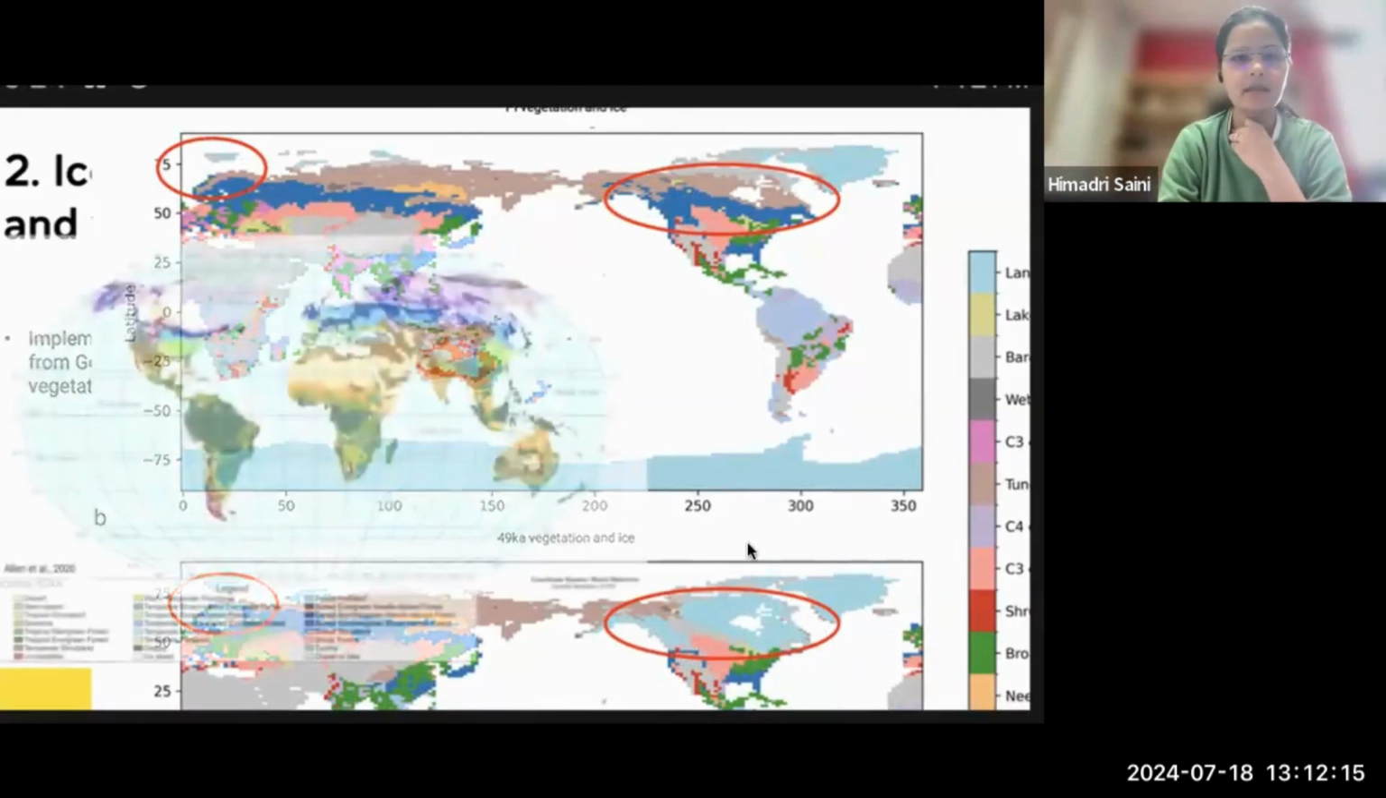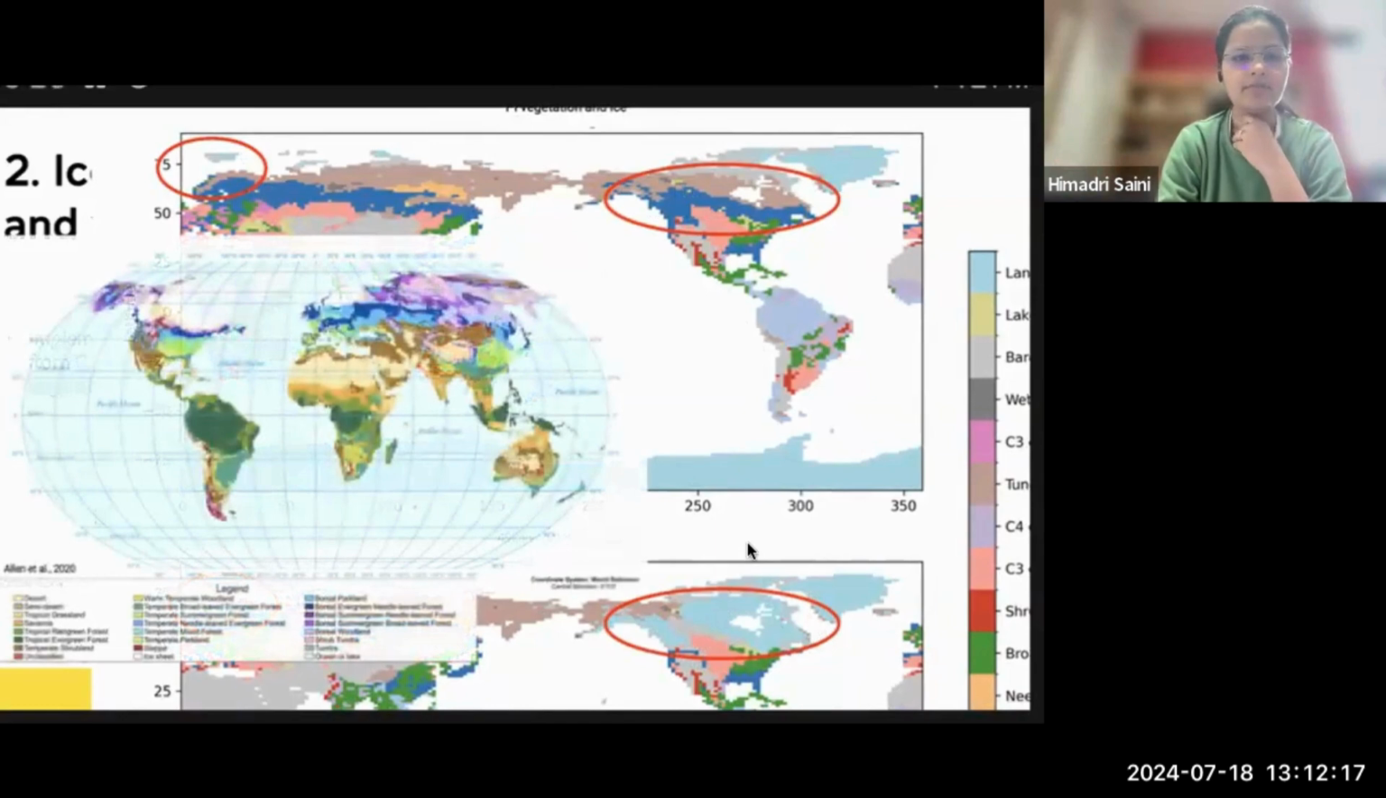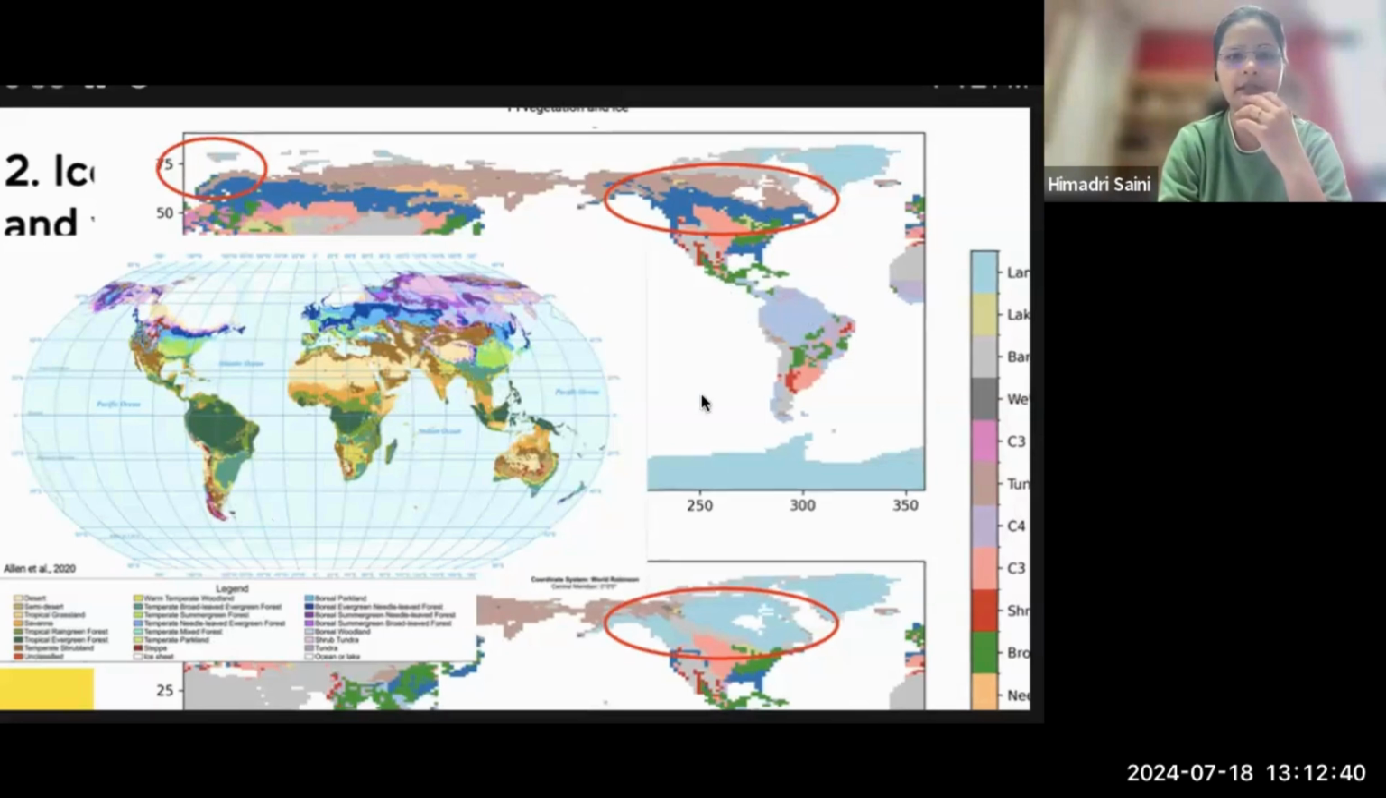I will just point out that this is not done randomly, but a close check has been kept with the Allen et al. study, where they simulated the global vegetation pattern using the LPJ-GUESS model in the last 140,000 years. We compared all these small decisions with this reconstruction as well.